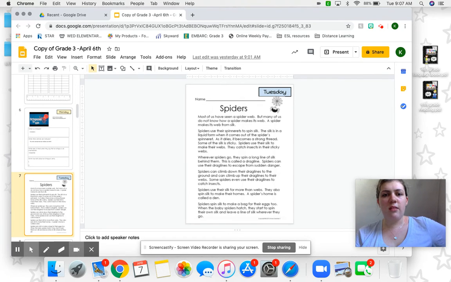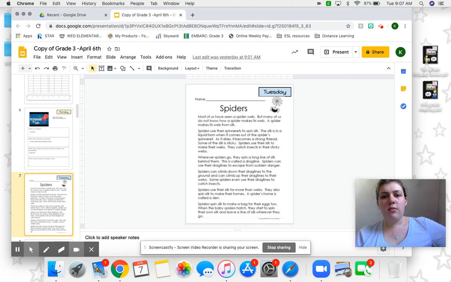Wherever spiders go, they spin a long line of silk behind them. This is called a drag line. Spiders can use their drag lines to escape from sudden danger. Spiders can climb down their drag lines to the ground and climb up their drag lines to their webs. Some spiders even use their drag lines to catch insects.